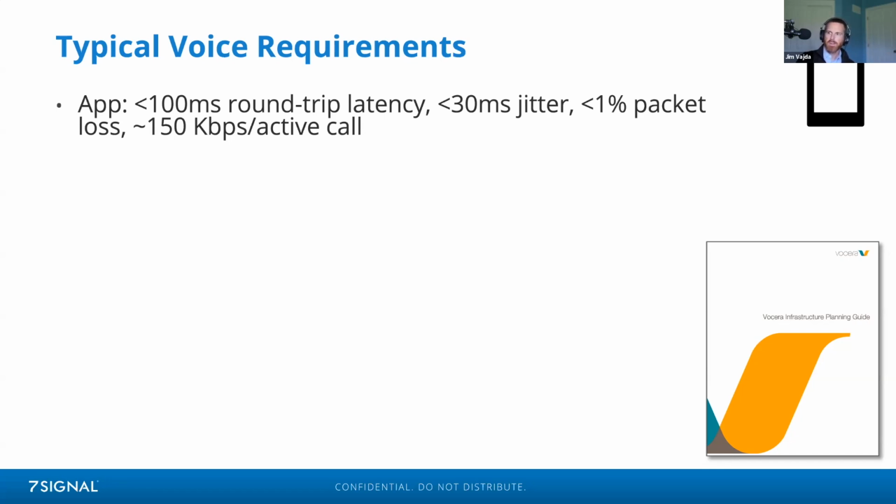We also want less than 30 milliseconds of jitter. So we need to have a pretty reliable, stable connection. And we need less than 1% of packet loss. Once we start to creep up above 1% of packet loss, that's when we start losing words and it's hard to understand what someone's saying because too much data is being lost. And the throughput here is very, very low, 150 kilobits per second per call.